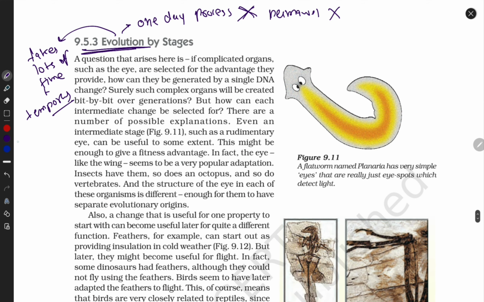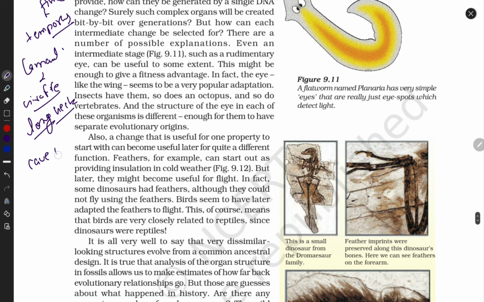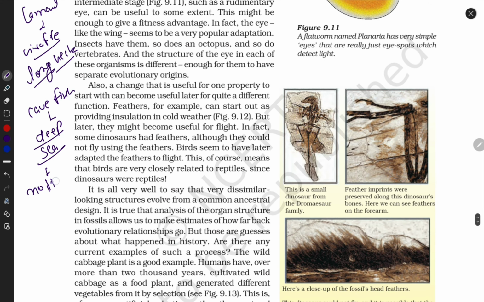We read some examples, like Lamarck's. He said that giraffes at that time had short necks, but due to evolution they made their necks long, they increased their neck size. Some cave fishes live in the deep sea and there is no light, nothing is visible. So what will the cave fish do? Cave fish lose their eyes because there is no use for eyes.